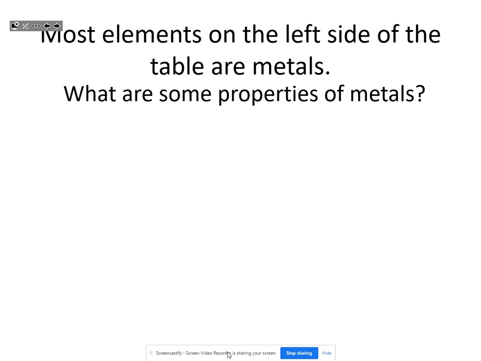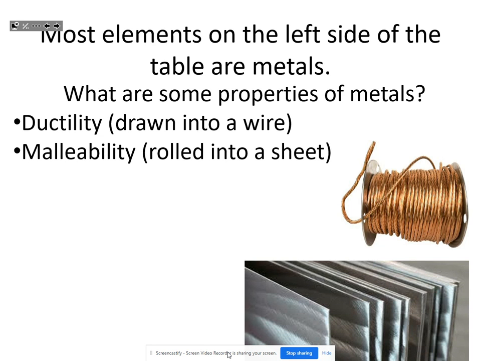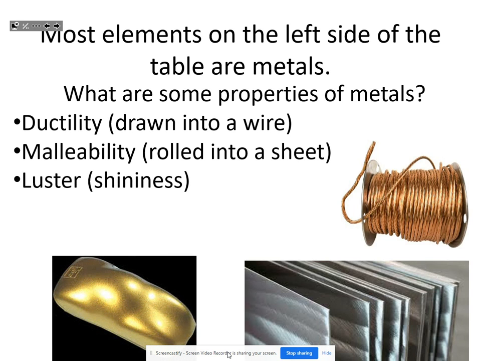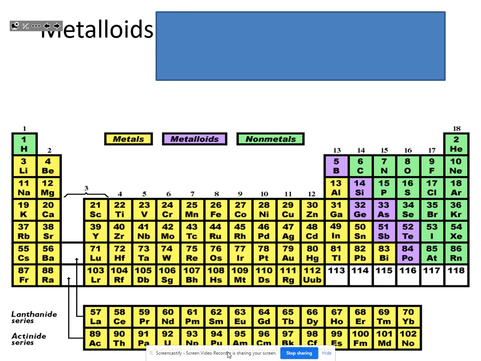Now, most elements on the left side of the table are metals. What are some of the properties of metals? Metals have ductility. That means they can be drawn into a wire. Metals are malleable. That means they can be rolled into sheets. We have places here, TMW, that does a lot of this. All right? They have luster, which means there's a shininess to them. They conduct electricity. That's why they are valuable. One of the reasons.